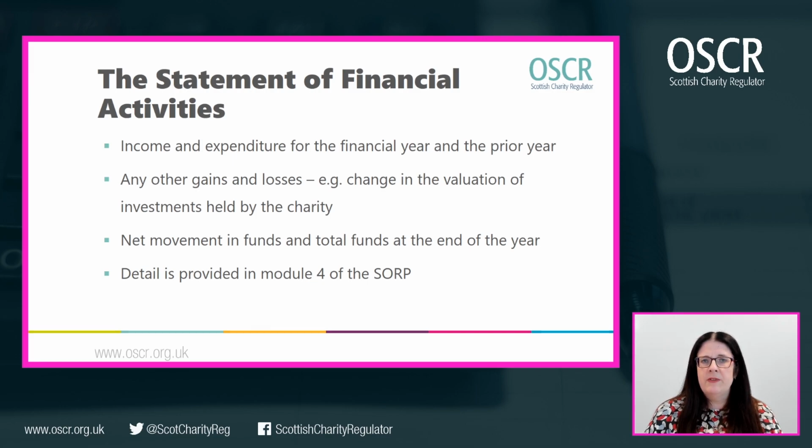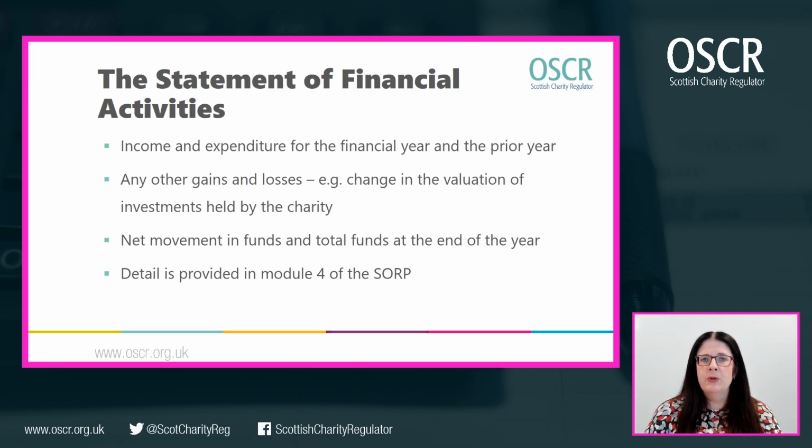Towards the bottom of the statement of financial activities, the net movement in funds will be shown. So that's the difference between the income and expenditure, taking the other gains and losses into account. That net movement in funds figure helps you to reconcile the total funds that were brought forward at the start of the year with the total funds that the charity has at the end of the year.